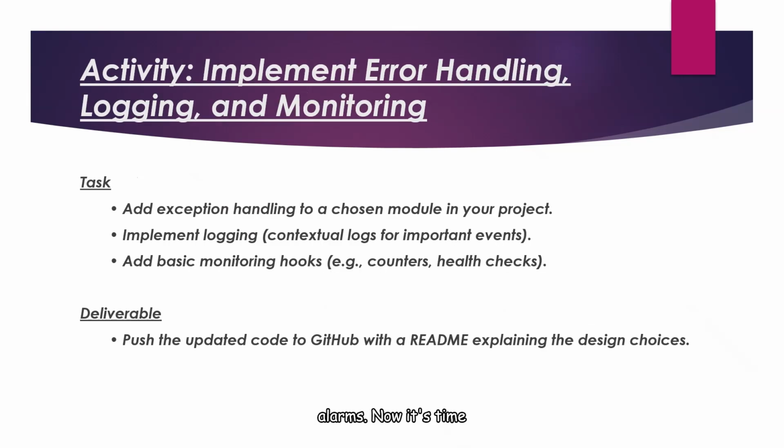Now it's time for an activity. Take what you have learned so far and apply it to one of your project modules. Focus on implementing error handling through meaningful domain-specific exceptions where necessary. Then add structured logging to capture important events or errors in the system and make sure your logs are easily readable and informative. Finally, add basic monitoring hooks to track important system metrics like error rates or response times.